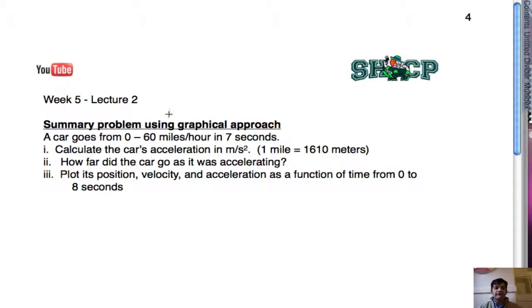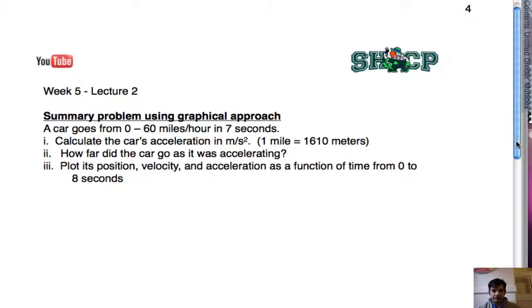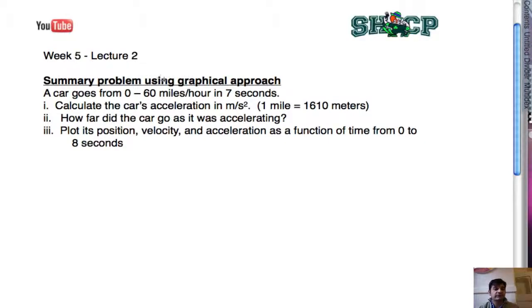We're going to do this problem first using the graphical approach. So here we go. We have a car that goes from 0 to 60 miles an hour in 7 seconds. Since this is clearly an acceleration problem, we can use our RampLab equation, which says v equals at plus v naught. Now we want to figure out what each of these letters is. This is 0, the initial velocity, and we have the final velocity as 60 miles an hour.